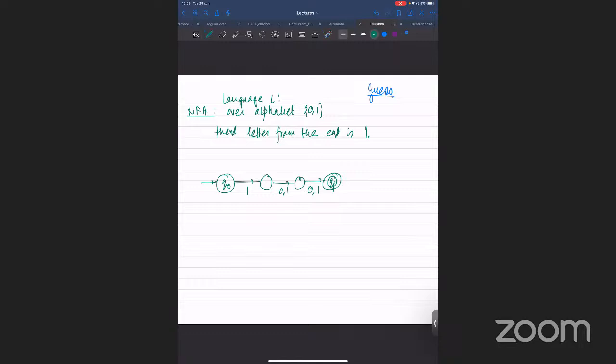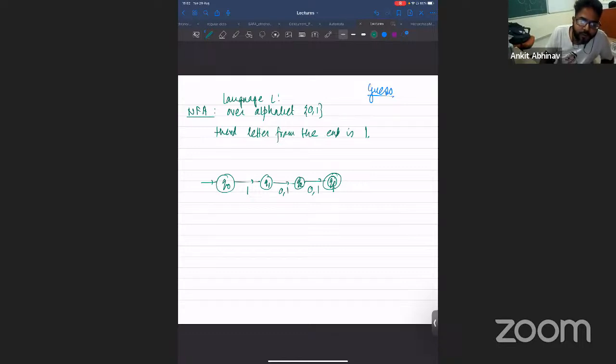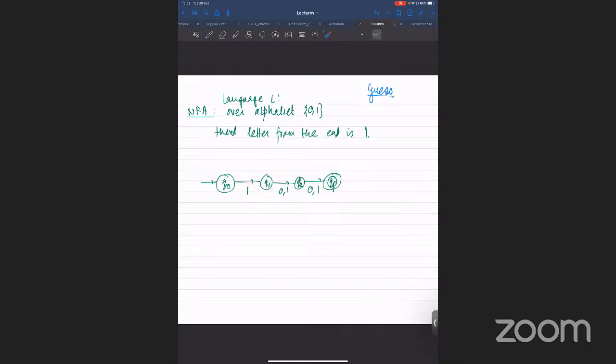But now I have to read other things also. So what do I do? Ankit, what should be the other transitions? I think at QF, if I read 1, then it will go back to Q1. But okay. It can also be the case that I have already guessed that this is the third last state, and suppose I have guessed it correctly. Then I'm not going to read anything from here, right?